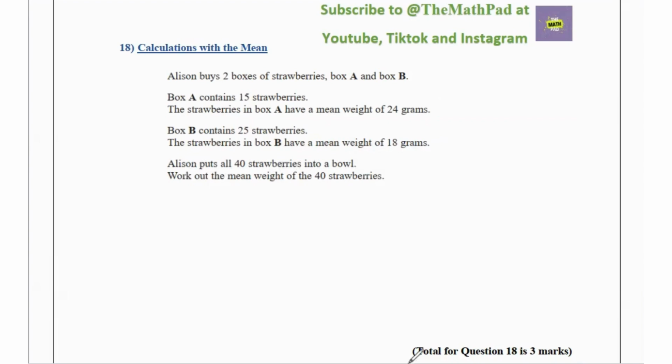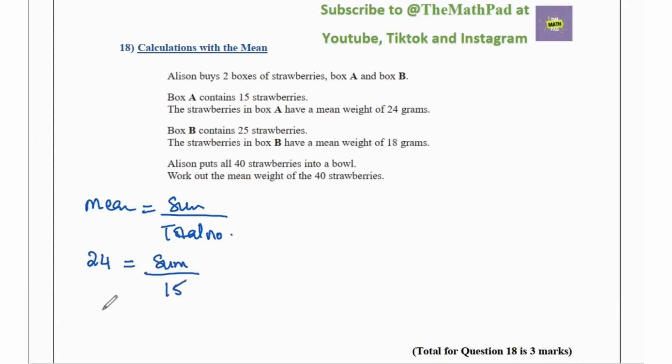So let's first find the sum of the weight of all the strawberries in box A and box B. Mean is your sum divided by the total number. So if we have the mean value, that's 24 for box A. Sum is what we need to find, and total strawberries are 15. So 24 times 15 equals to the sum, which is going to give us 360 for box A.